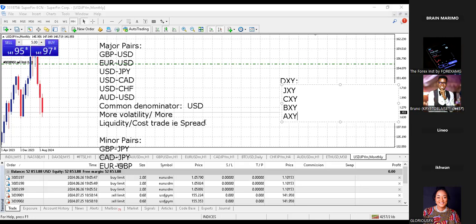Right now, where am I? Okay, so currencies. Are there any clarity-seeking questions? Can I move on from these ones? All good? Okay.